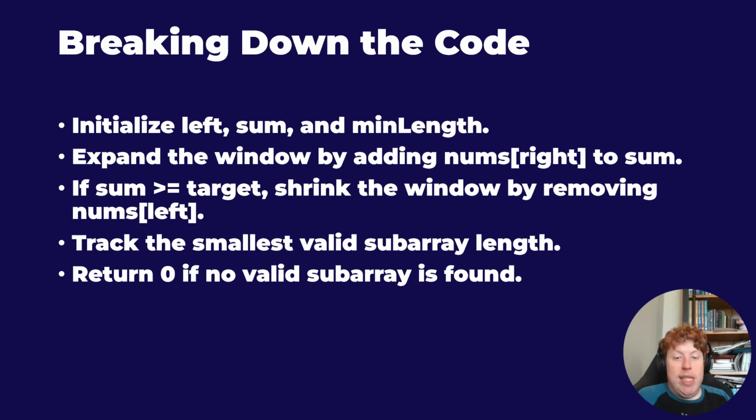First, we initialize left, sum, and minLength. Next, we expand the window by adding nums[right] to sum. If sum is greater than or equal to target, shrink the window by removing nums[left]. Track the smallest valid subarray length, and finally return 0 if no valid subarray is found.